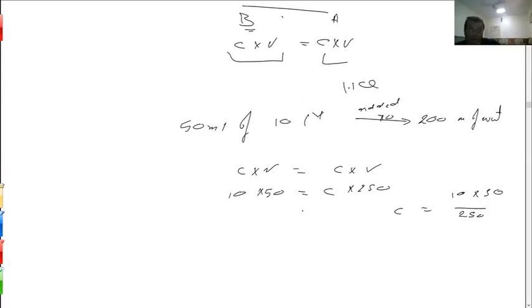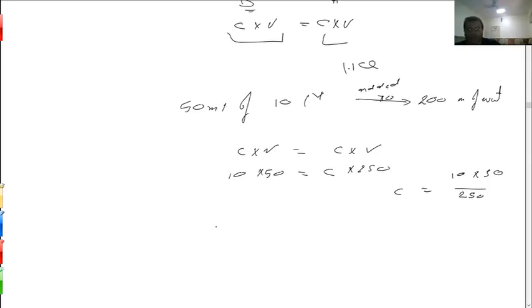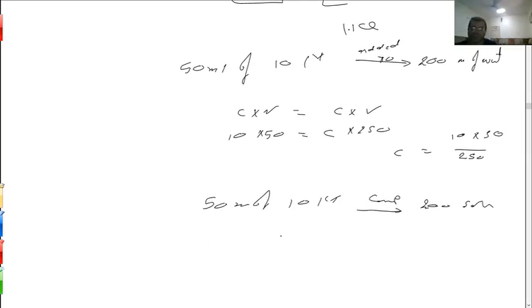I'm going to repeat the question in a different way. He said 50 ml of 10 molar HCl are completed to 200 ml solution. Find the concentration of the new solution. In this case, you're going to say 50 times 10 equals the new concentration times 200, because he completed it and added only 150 of water. So the concentration equals 50 times 10 divided by the 200 which we have.